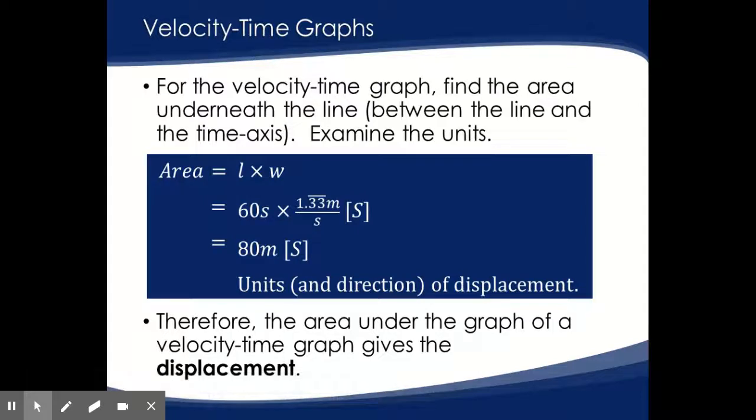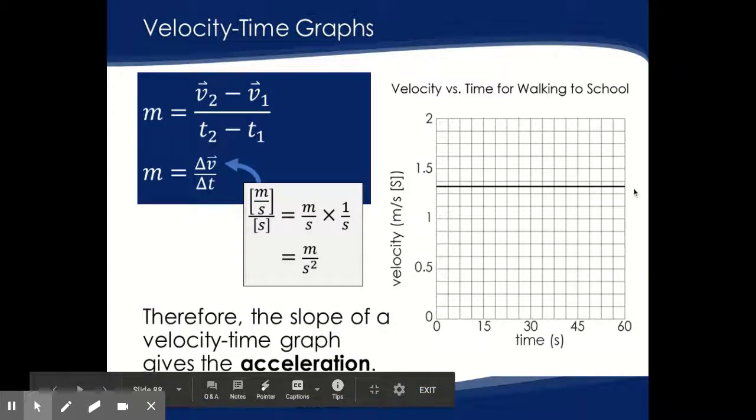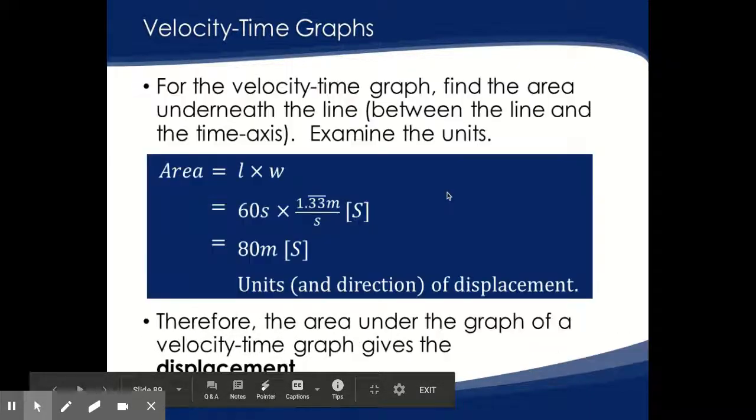So for these, if you find the area beneath the graph, this is going to tell you the displacement. Okay, so we know that area is length times width. So you're going to use the same information from your graph. We have the length is 60 seconds and the width was 1.33 meters per second. So length would be 60 across, and then the width is the height basically. So you'd go up to 1.33.